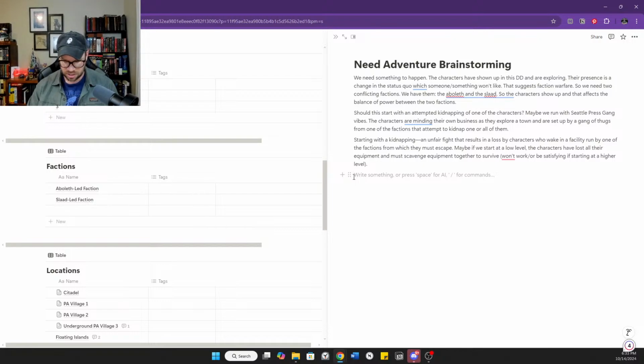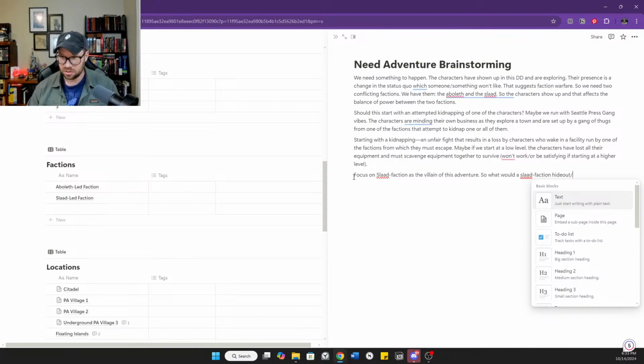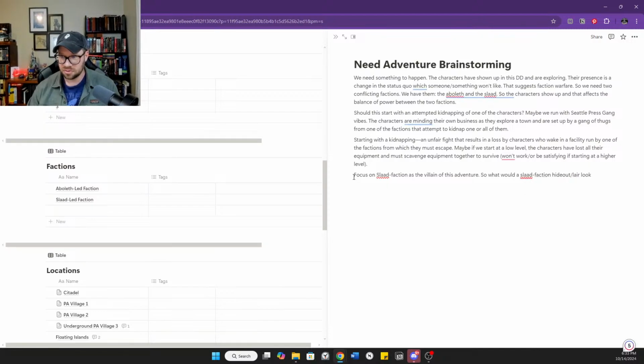So let's see. Focus on the Slotty faction as the villain of this adventure. So, what would a Slotty faction hideout, lair look like? What would they want? There might be some kind of potion or antidote the Slotty faction has to weaken the Aboleth enslavement.